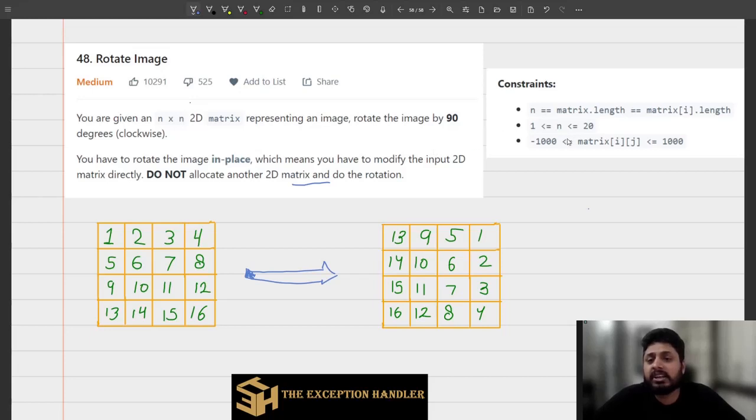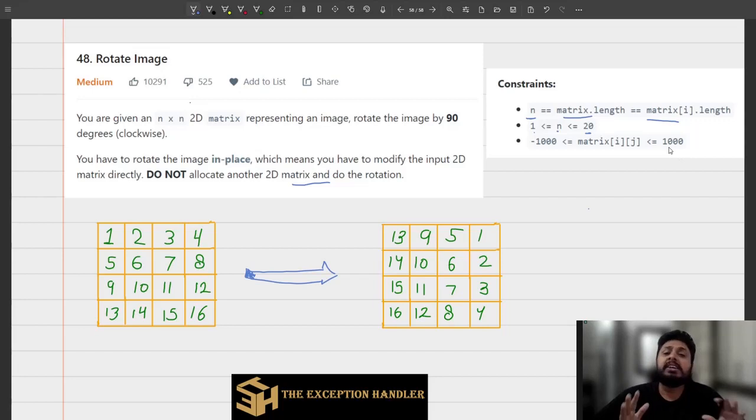Now, the constraint that I have been given states that the number of rows and number of columns are equal, that is equal to n, and this n can vary from 1 to 20. So you can have a maximum of 20 rows and 20 columns. And each value in the matrix can range from minus 1000 to plus 1000.